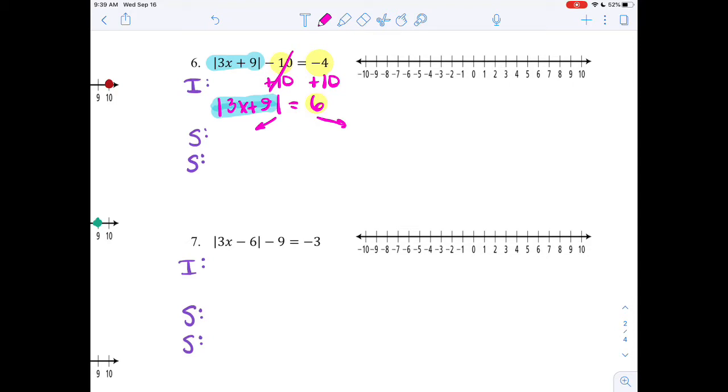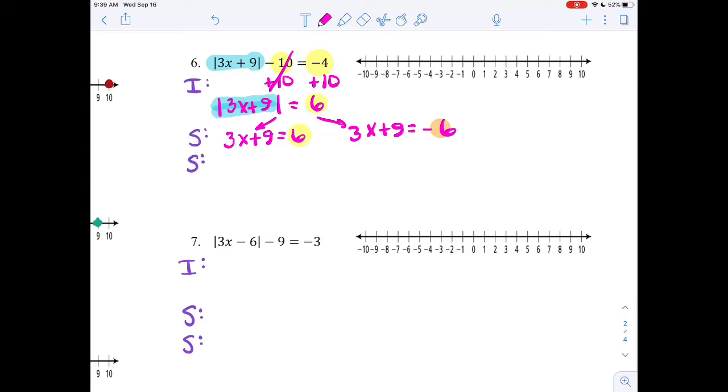So we're going to separate this into 3x plus 9 is equal to 6, and 3x plus 9 is equal to negative 6. So again, doing our positive and our negative possible solutions.